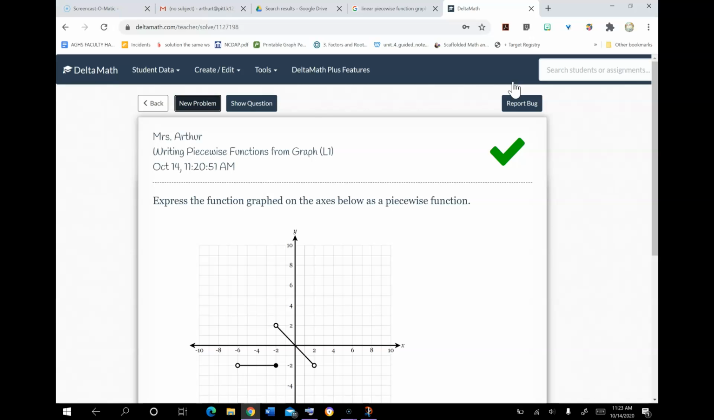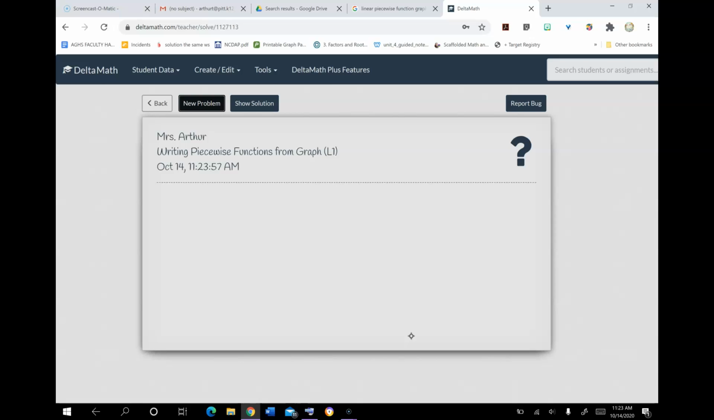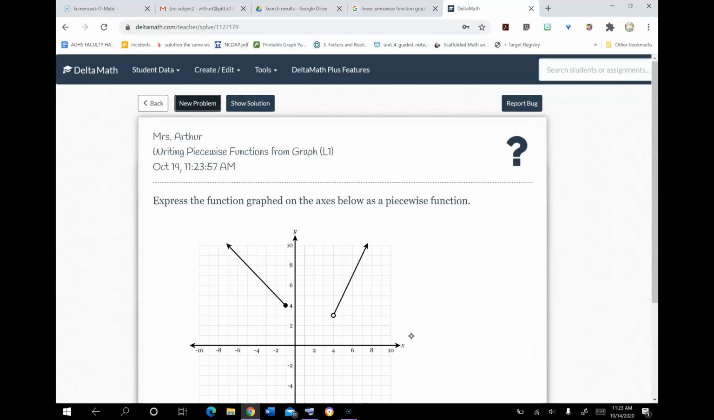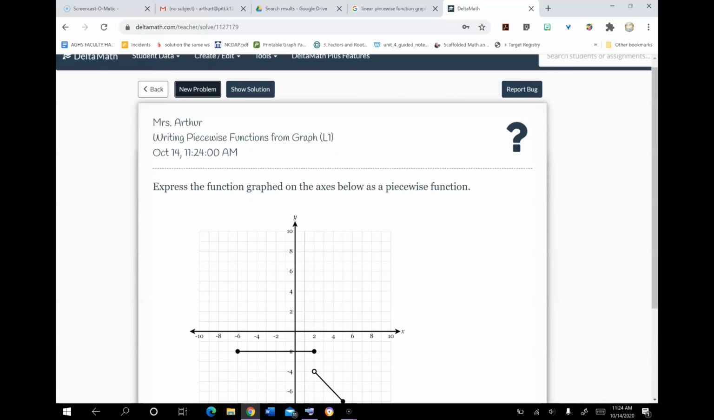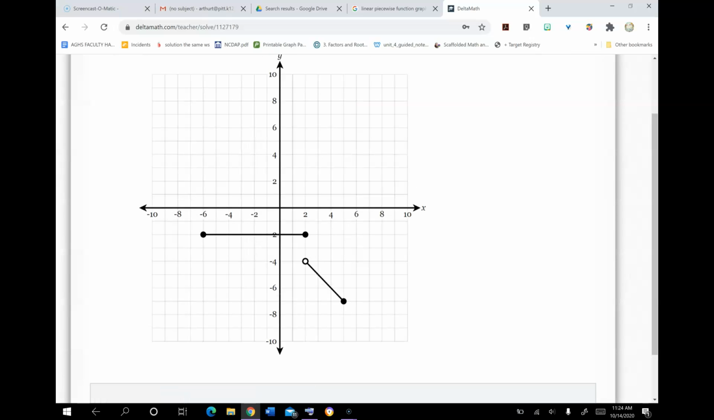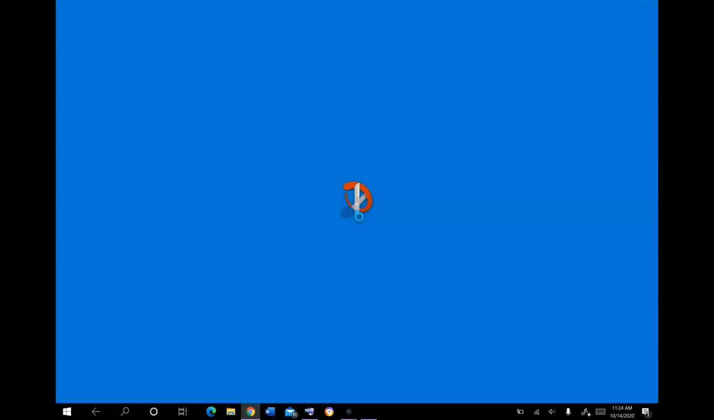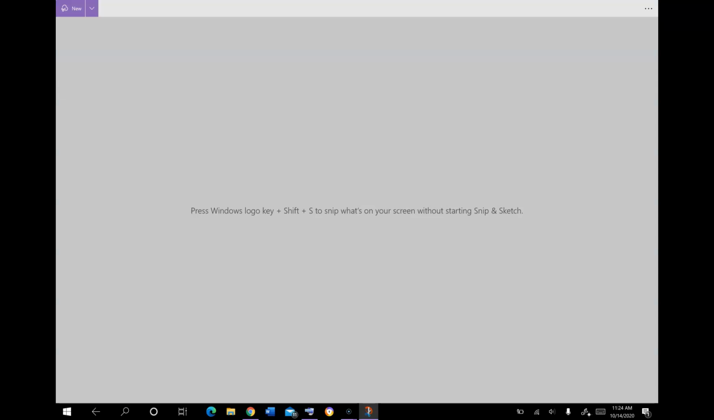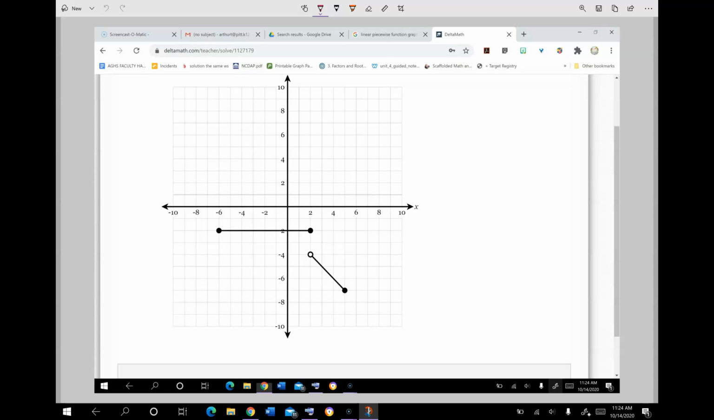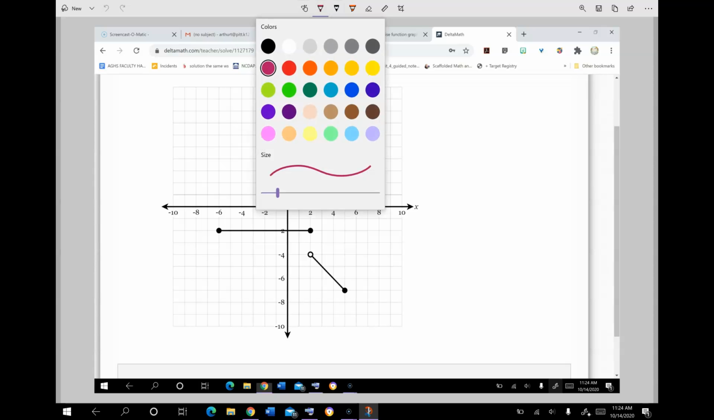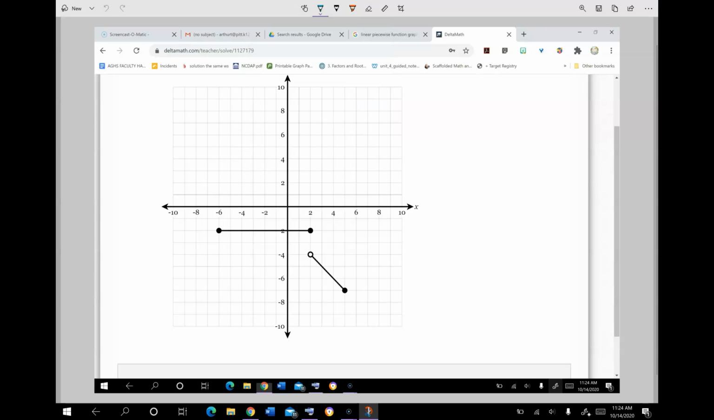All right, we're going to do one more and we're going to call this video quits. I want to do another one that's not arrows. Let's do one that's not arrows. Here we go. Perfect. Full screen snap. Last one. Let's use this pretty color.